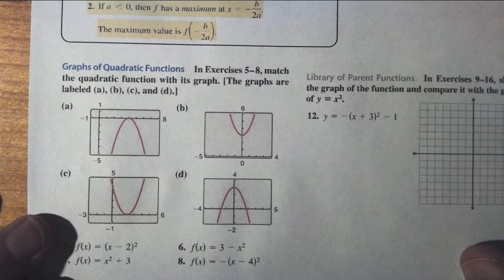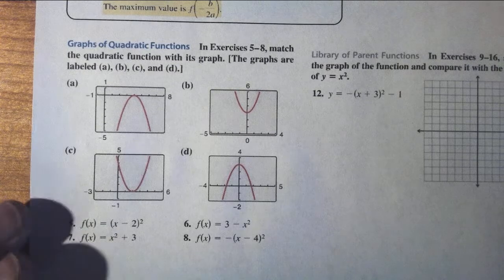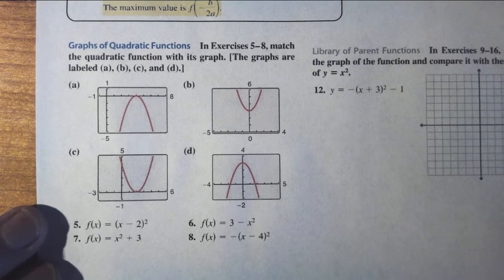All right, let's take a look here. If I match the quadratic function with its graph, the graphs are labeled A, B, C, D, as we can see.